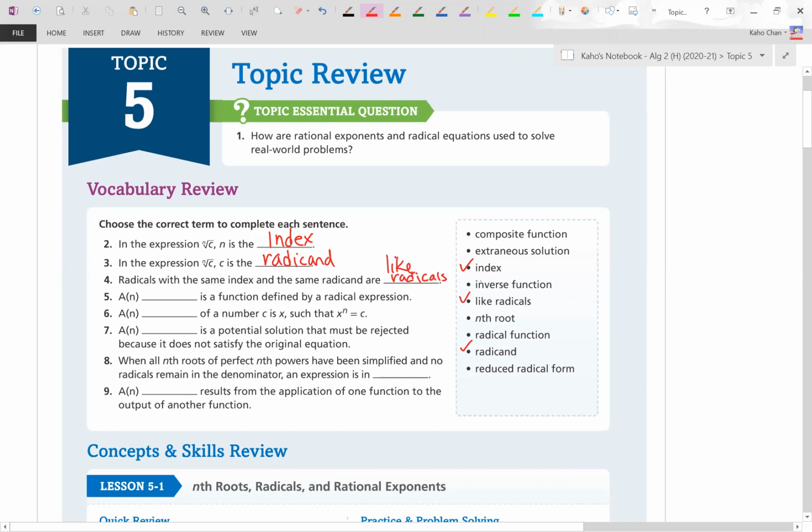Number 5, a blank is a function defined by a radical expression. It's just a radical function. Number 6, a blank of a number c is x, such that x to the n equals c. In this case, it's the nth root. Number 7, a blank is a potential solution that must be rejected because it does not satisfy the original equation. That is extraneous solution.